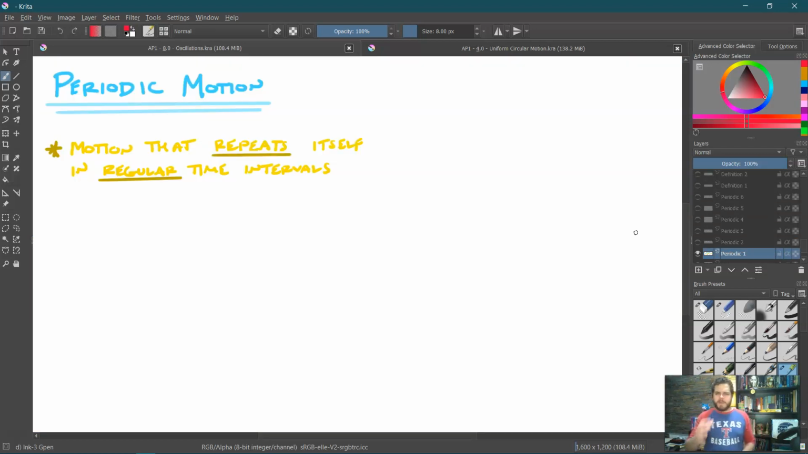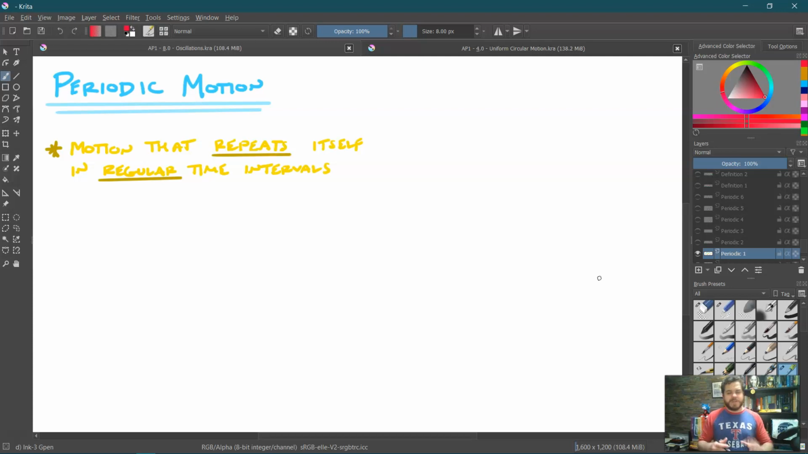Now, we've touched on periodic motion back in the first semester, but it would be good to have a bit of a refresher here. So periodic motion is motion that repeats itself in regular time intervals. So beat, beat, beat, beat. It goes through these cycles in a nice formulaic way.